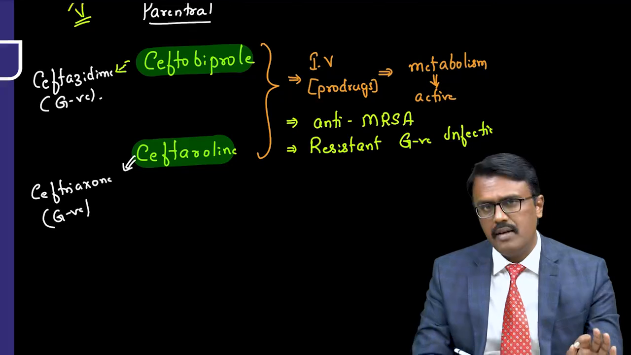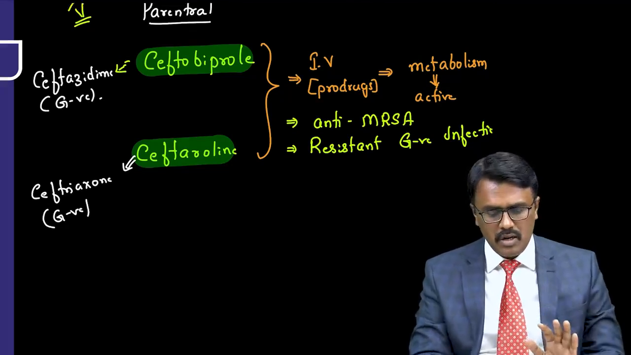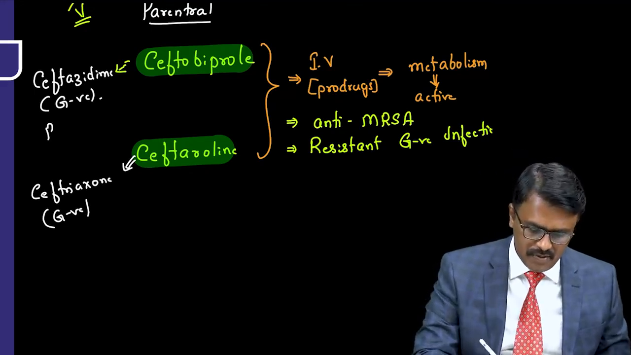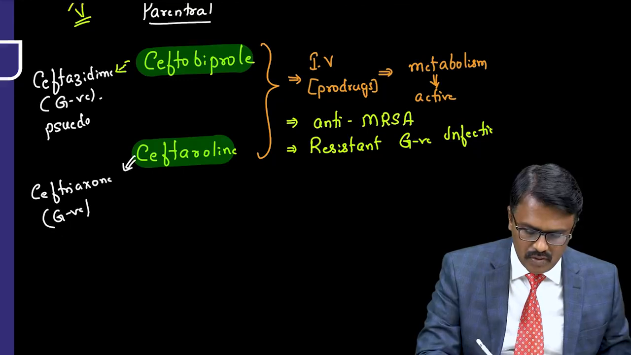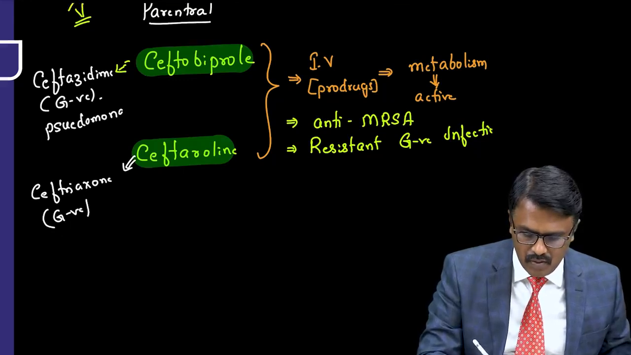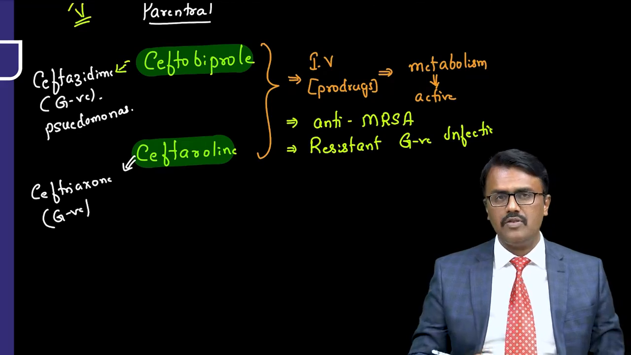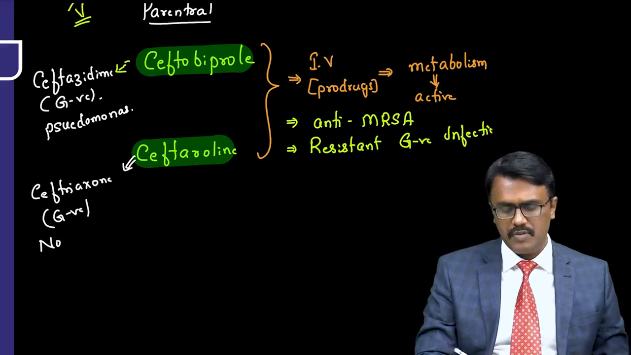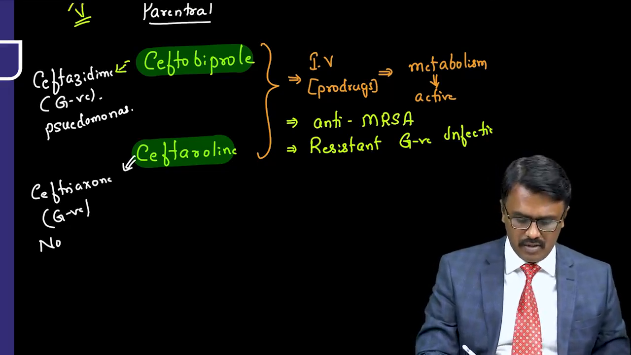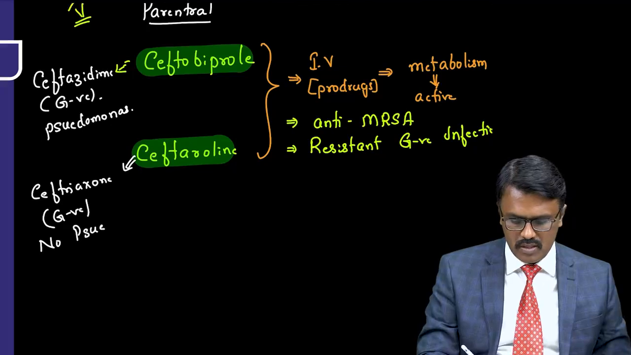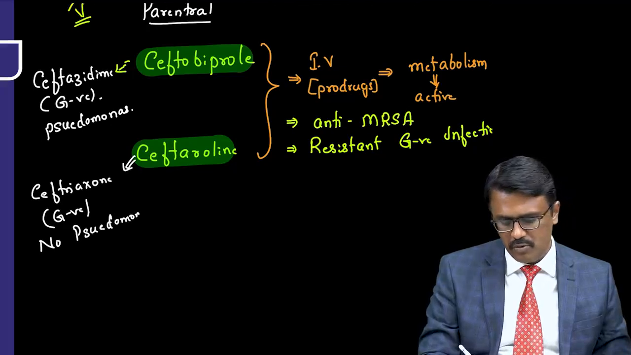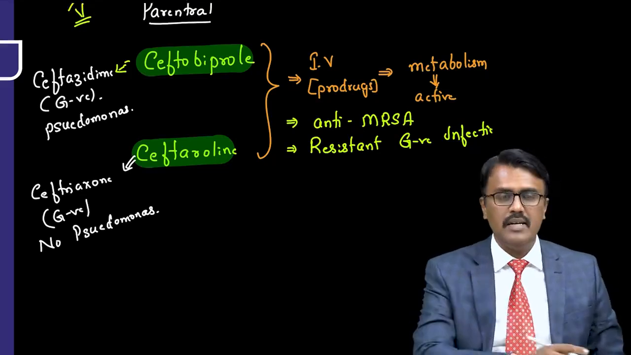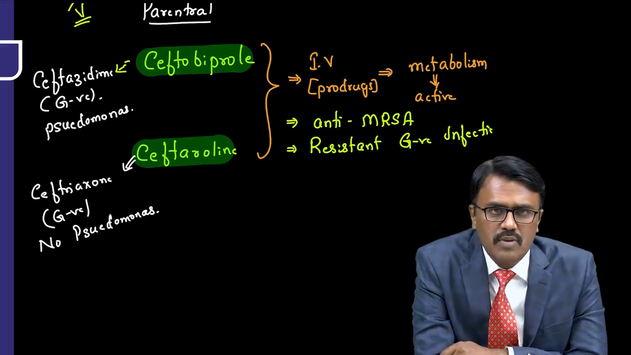Now you tell me, pause the video, which of these two can work on Pseudomonas? Yes, if you are thinking ceftobiprole, you are correct. Ceftobiprole has activity on Pseudomonas. Ceftaroline, since it has similar gram-negative activity to ceftriaxone, has no action on Pseudomonas. So these are the potential questions for you in future exams. Very, very important. So this is about the 5 generations of cephalosporins.